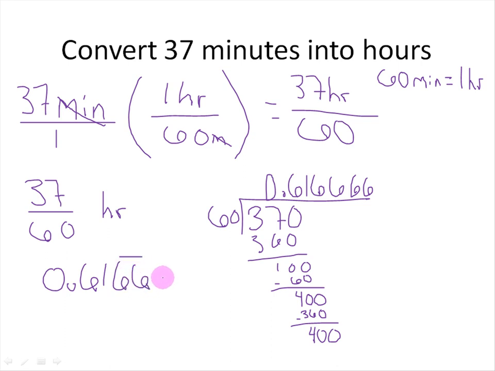0.6166 hours. So 37 minutes is 0.6 hours in round numbers. Correct to 2 decimal places would be 0.61, and correct to 3 decimal places, of course, would be 0.616.